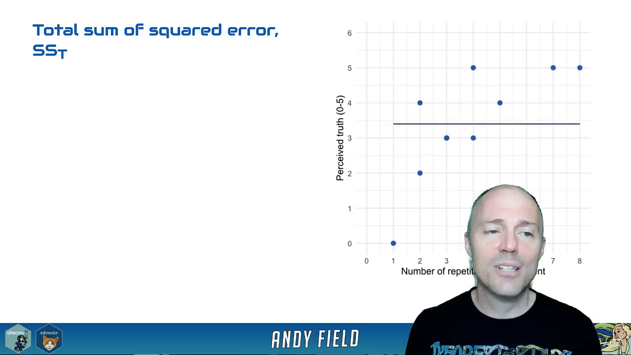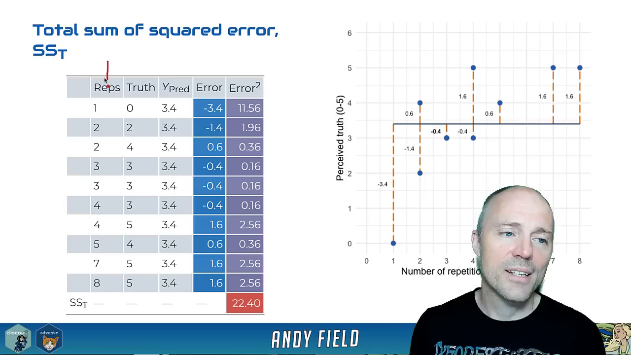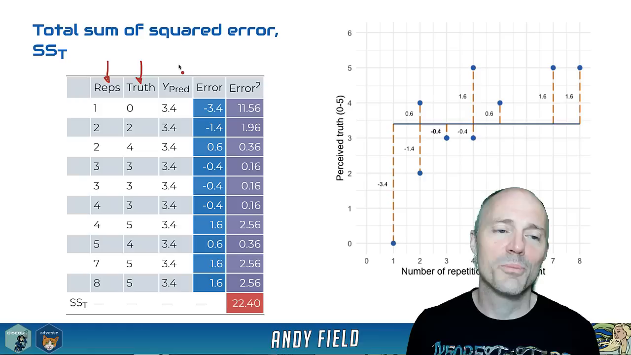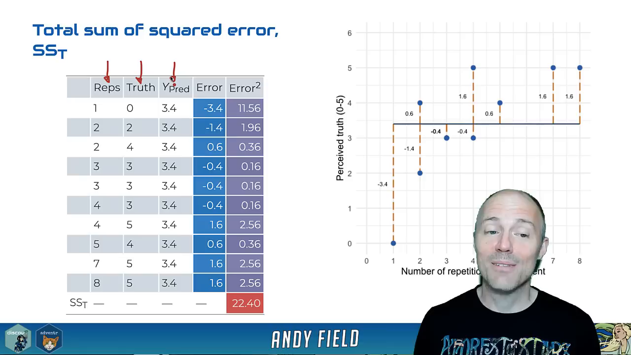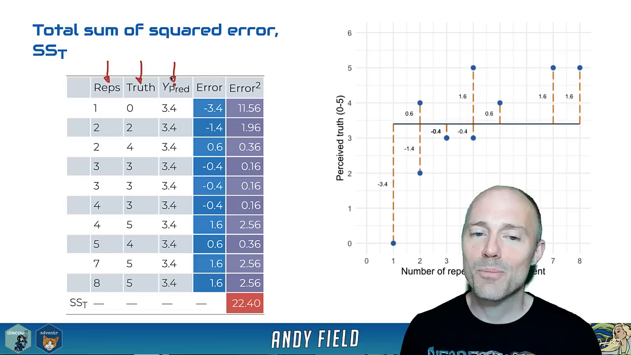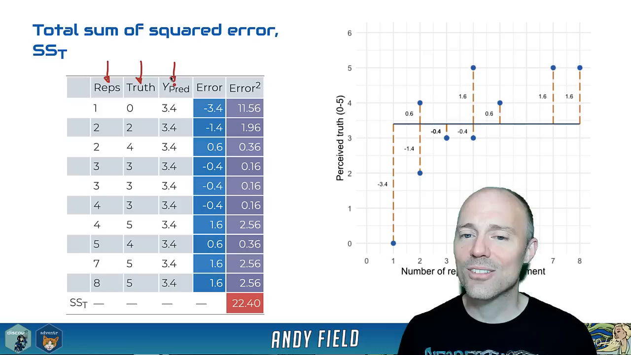And just like we've done in previous weeks to work out sums of squares, you could construct a table like this. For each person, you've got how many repetitions they had and their truth score, so these two columns are the observed data. We've got the predicted value of the outcome, which is the same for everyone because we're just using the mean perceived truth, 3.4. Then we can work out the errors, the differences between the actual truth rating the person gave and the predicted value of 3.4. That's the dashed lines on the diagram. Then we can square those errors and add them up.